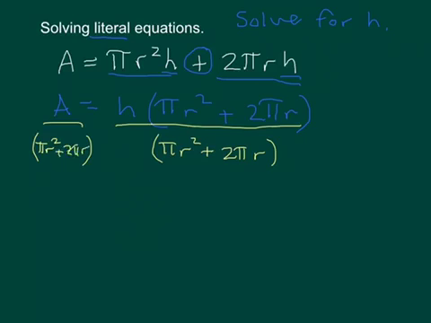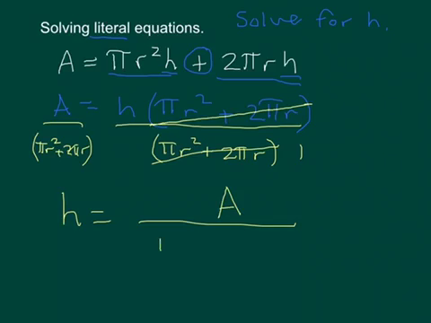Okay, difficult to write in that small of space. This is considered an entire factor, so that factor divided by that factor yields 1. So you are left with h equals a divided by that entire quantity, pi r squared plus 2 pi r. And that, ladies and gentlemen, is how you solve a literal equation for a particular variable. A lot of different algebra skills involved, otherwise it's just manipulation.